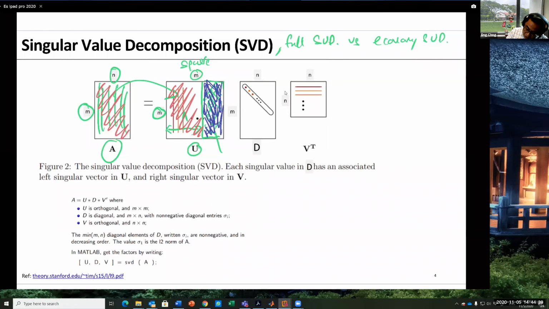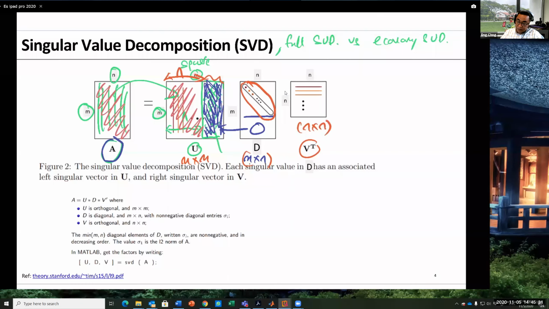Now, what about D? In the full SVD decomposition, D is m by n. You realize that all these are zero. These zeros are associated with the fact that A is constructed by only the first n columns, therefore only the first n diagonal entries are important. After that, for the blue part, we multiply by 0 so they are not activated or used. Finally, we have V transpose. To get the correct size, it must be n by n. So this is the full SVD.